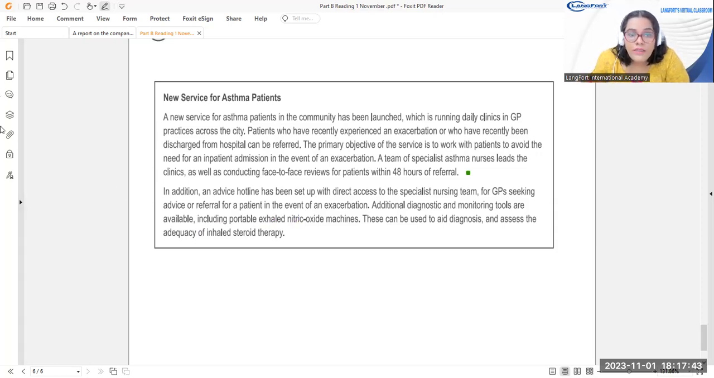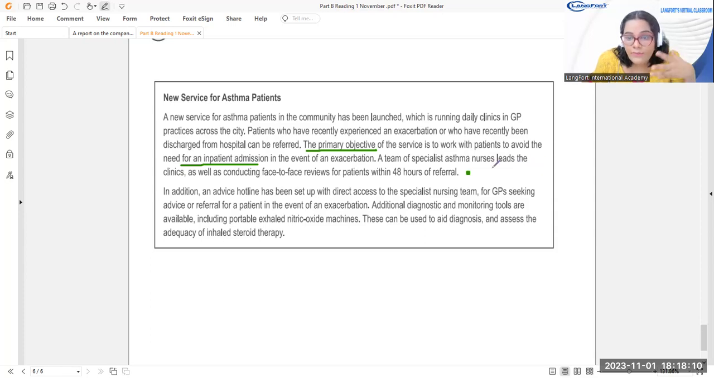See, we are looking for the main aim. So here it's clearly given. The primary objective is clearly given. Okay, we need to pick the option that matches with this and reject the option that does not match with it. So there is a new service which runs a daily clinic across various GP practices. Patients who have recently experienced an exacerbation or who have been discharged can be referred here. The main objective is to avoid inpatient admission in the event of an exacerbation.